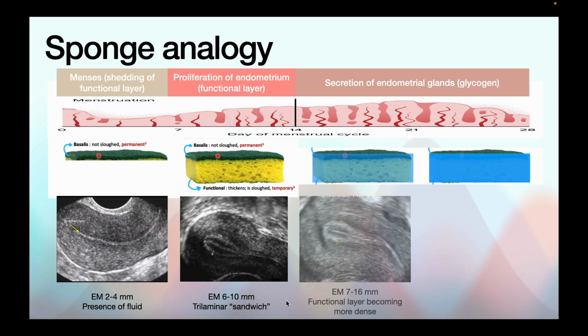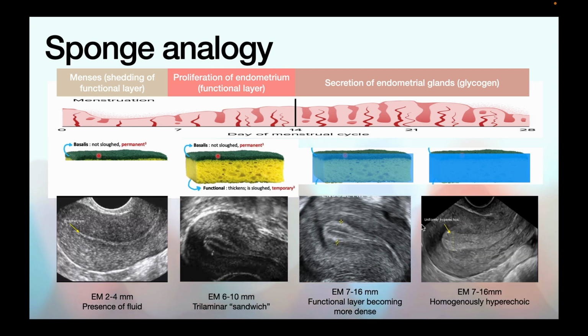And after ovulation, you have the secretory phase. So you'll start to see this functional layer, which is normally hypoechoic, becomes more hyperechoic due to secretion of those glands. And when it becomes virtually homogeneous and echogenic like here, then that tells you that you're very much at the end part of the secretory phase and ready for the first part of menstruation.